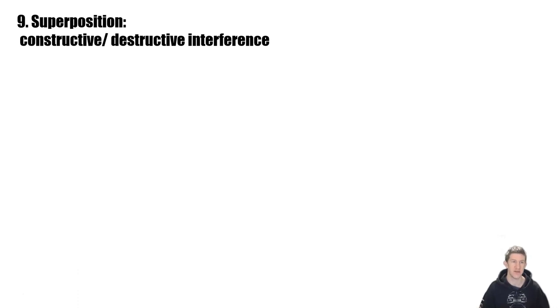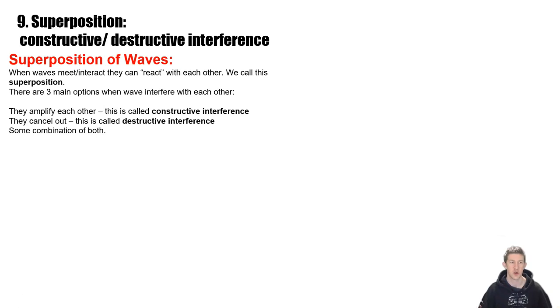When two waves run into each other, what happens? And this is the concept of superposition. So superposition of waves means that they interact or they react with each other. There are three main options when waves interfere. They can either amplify each other, and we call this constructive interference. They can cancel each other out, and we call this destructive interference. Or they can do some sort of combination of both, and we'll talk about some aspects of that towards the end of this video.